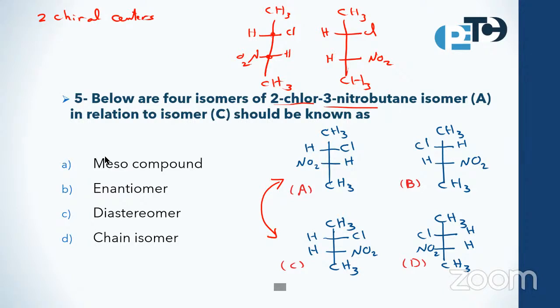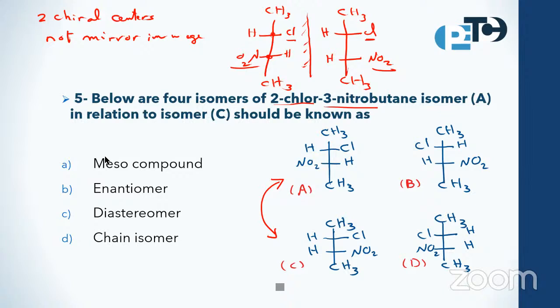The second step: are they mirror images of each other or not? Let us see. Here, the Cl is not a mirror image to Cl on the same side, while here NO2 is a mirror image to NO2. So the final result is not a mirror image. Not a mirror image. Okay?